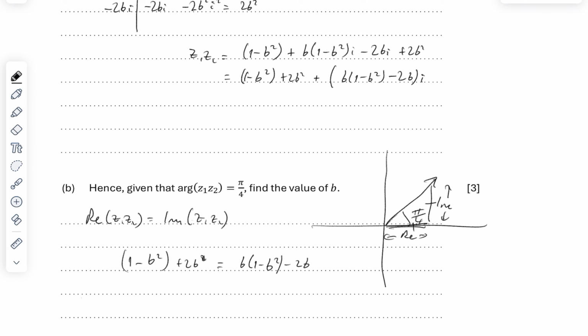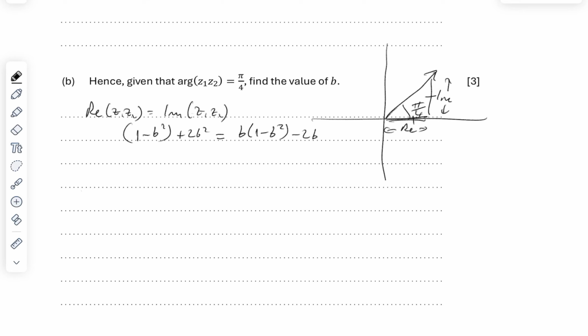Let's take everything over to the same side to make it equal to 0. So let's try and make that equal to 0. 1 subtract b squared subtract b times 1 subtract b squared plus 2b squared plus 2b equals 0. Can we factorise that? Yes, we can. We get a 1 subtract b squared into a 1 subtract b, because here look, I have 1 subtract b squared, I have one of them, and 1 subtract b squared, I have negative b of them. And this one will factorise into plus 2b into b plus 1 equals 0.